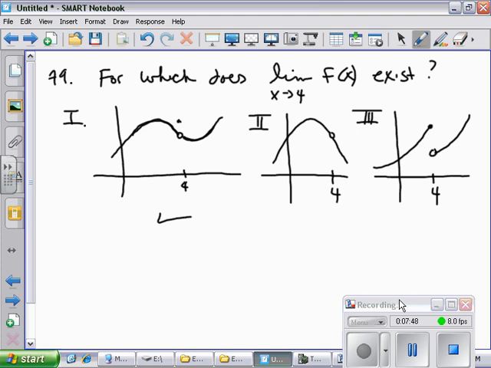How about number 2? Yes, the limit also exists. Again, it's not continuous, but the limit exists. It's approaching the same y from both sides. And what about 3? No. The left-hand limit, the y it's approaching from the left, is different than the y it's approaching from the right. So we want to say 1 and 2. So that is choice D.